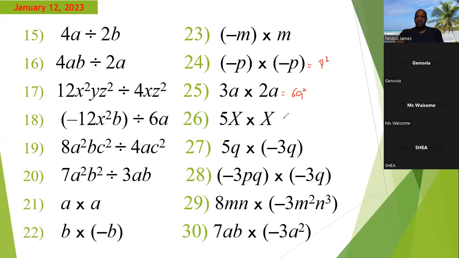All right, who would like to do question 26? Miss Waysom, you want to do question 26 for us? Sure, sir. 5X squared. All right, so notice that this X is the uppercase X, so we have to write it in the same fashion. So this is 5 uppercase X squared.